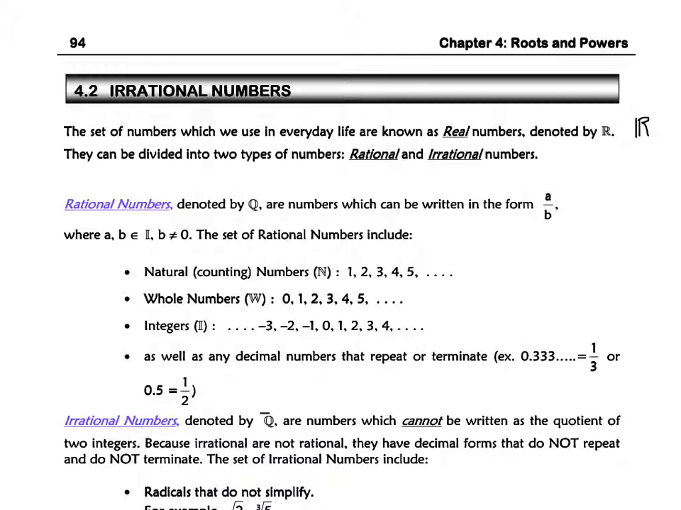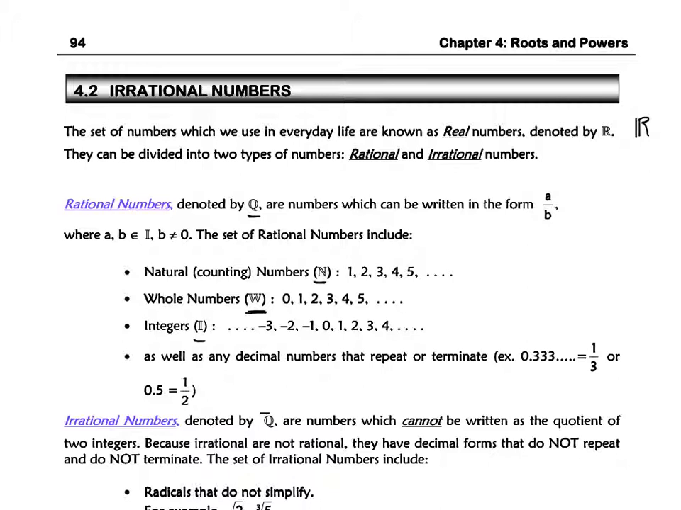Rational numbers are denoted by the symbol Q, and are numbers which can be written in the form of a fraction a over b, where a and b are integers, and b cannot be 0, because if b is 0, then it would be an undefined number. The rational numbers would include your set of natural numbers, denoted by N, our natural counting numbers, like 1, 2, 3, 4, 5. Our whole numbers, which are the natural numbers along with 0, the symbol would be W. Integers, symbol I, include all your whole numbers plus all the negatives of the natural numbers. So 0, 1, 2, 3, 4, and so on, and -1, -2, -3, and so on in the negative direction.